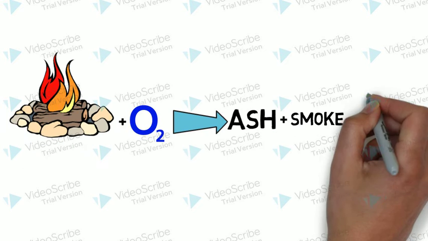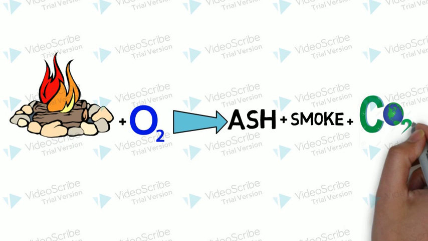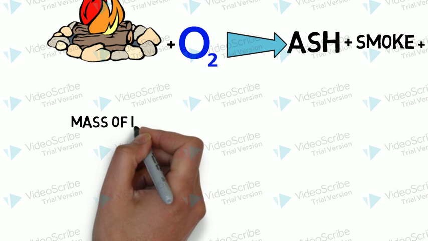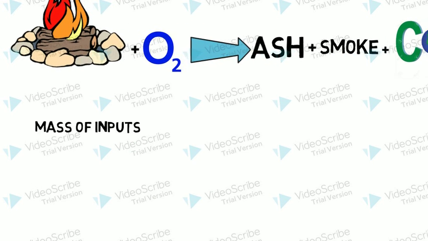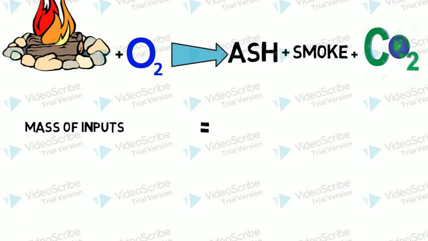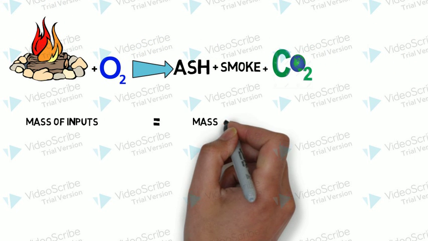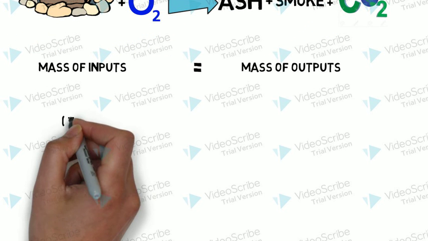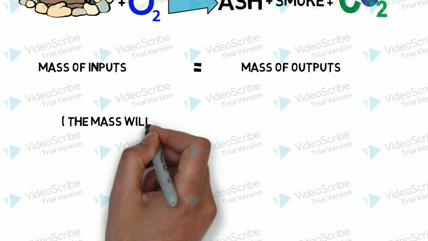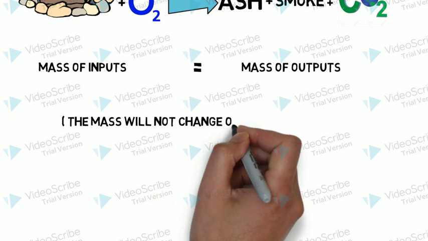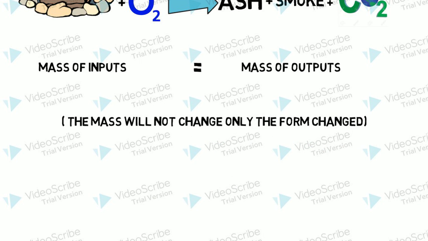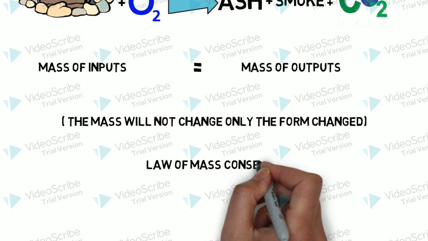Now, we will have the mass of logs and the mass of ash, and we will find there is a great difference between the mass of logs and the mass of ash. Where is this difference? This difference is the mass of the carbon dioxide and smoke evolved. So the mass of inputs will equal the mass of outputs. The mass will not change, only the form will change.